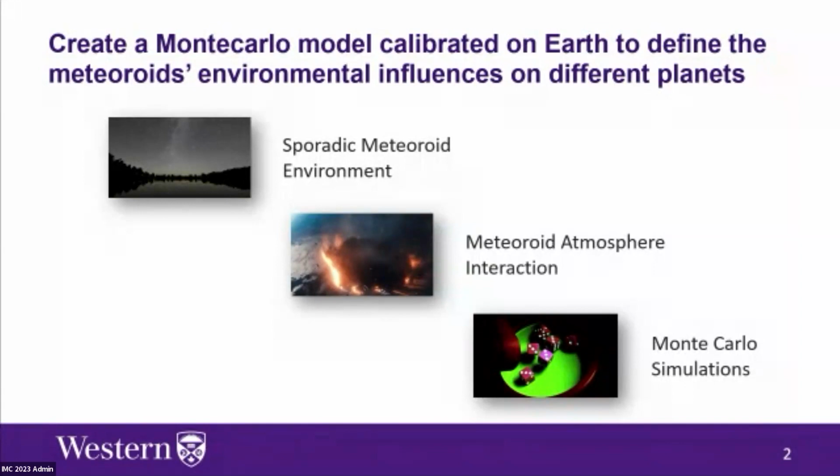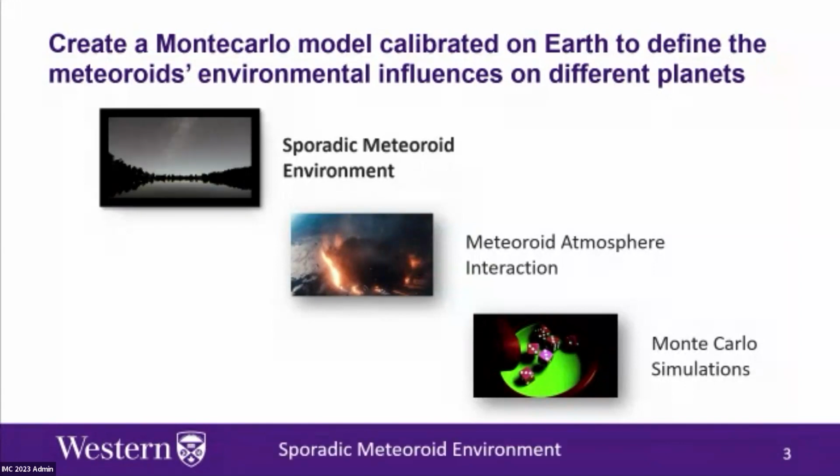But overall, what I'm trying to delve deep into are sporadic meteoroids. So these are the actual things that we're going to try to replicate. Then I'll talk about the meteor-atmosphere interaction as present on our planet and on different planets, and the different ways we can model them. There are good ways to model them and bad ones. Well, more on that later. And at the end, I'm going to wrap it up with the Monte Carlo simulations.